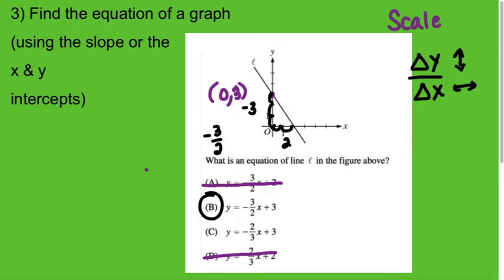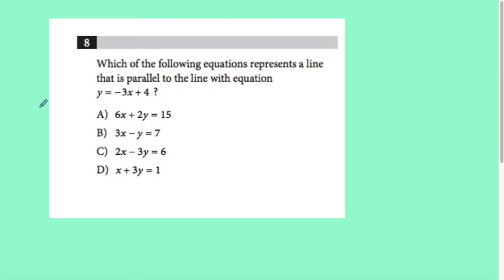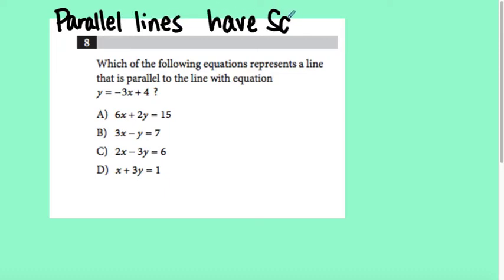All right, now there are a couple more involved questions. Remember when we talked in video number 1 about parallel lines? What you do have to know is that parallel lines have the same slope. So in this question, it says, which of the following equations represent a line that is parallel to the line with equation y equals negative 3x plus 4?